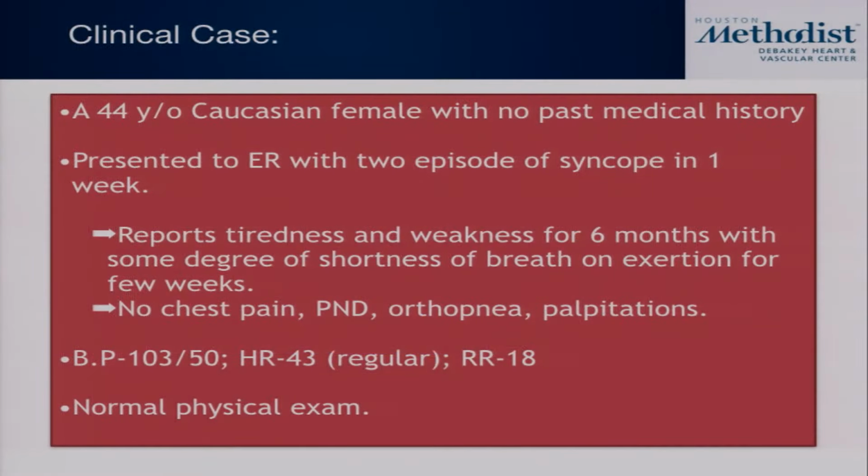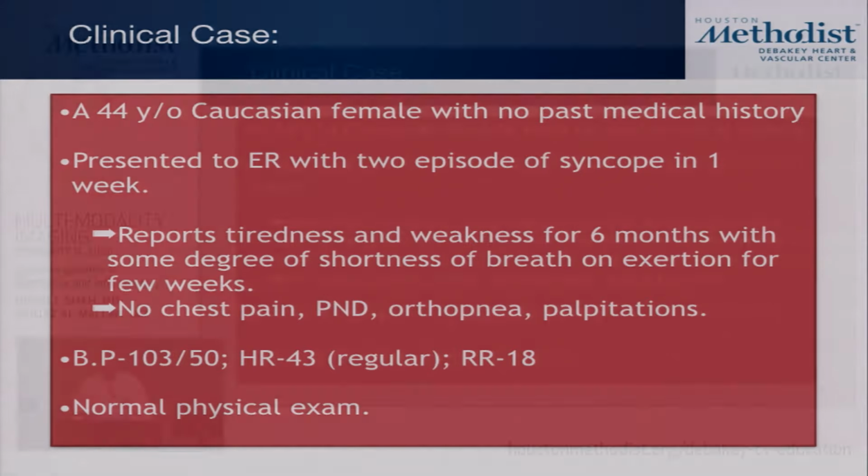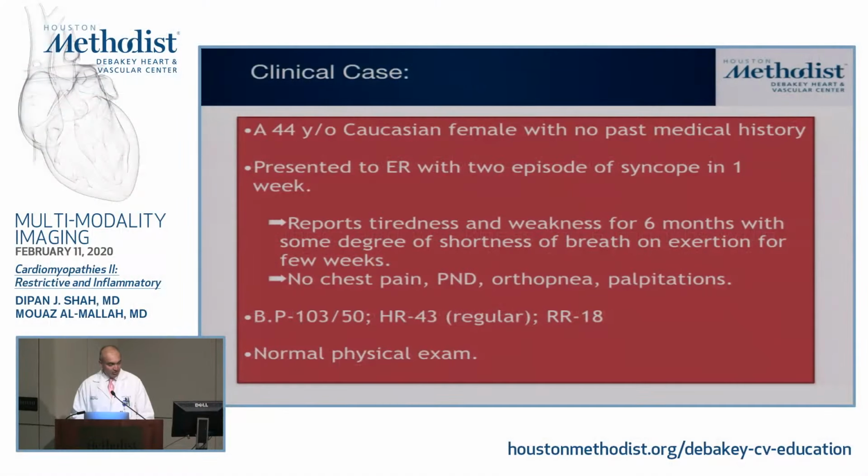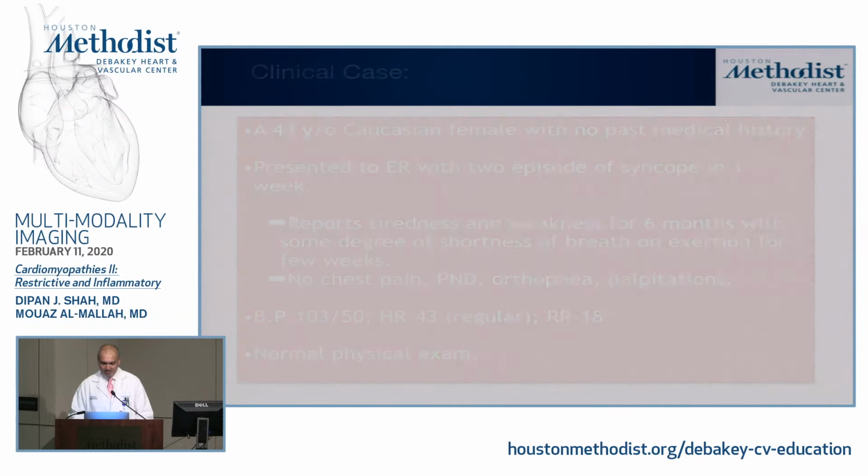So let's start off with a case. This is a 44-year-old woman who has really no past medical history. She came to the ER with 2 episodes of syncope within the last week. She reports tiredness and weakness for about 6 months, and has been experiencing some shortness of breath over the last few weeks. Denies any chest pain, orthopnea, PND, or palpitations. Her blood pressure is stable, but her heart rate's a bit low, and she has a normal physical exam.